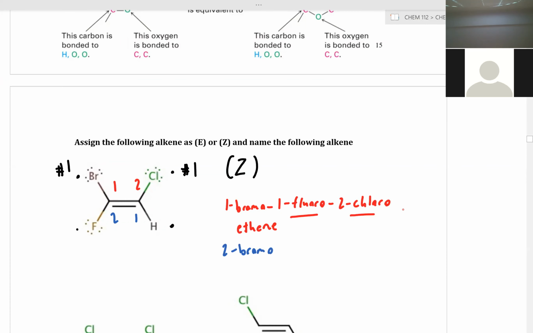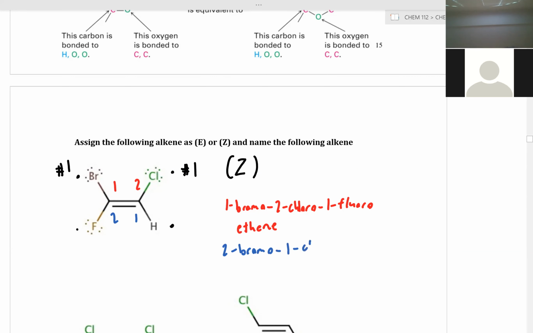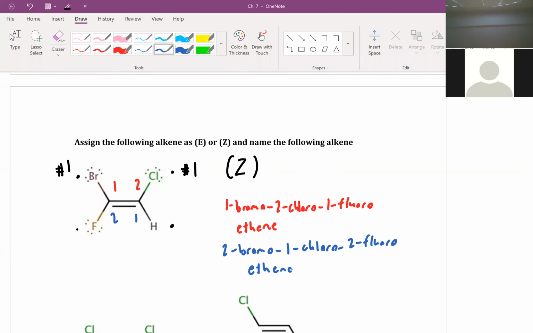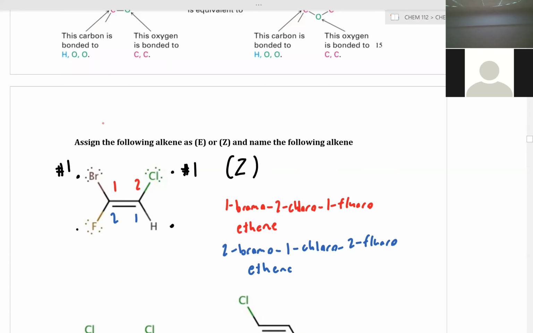What goes first, fluoro or chloro? What goes first, F or C? C. So I need to change this. It would be 1-bromo, 2-chloro, 1-fluoroethene. In the second example, we have 2-bromo, 1-chloro, 2-fluoroethene. Okay. And which numbering method wins out? Red or blue? Which method wins out?